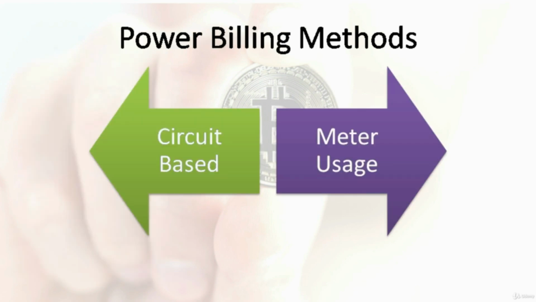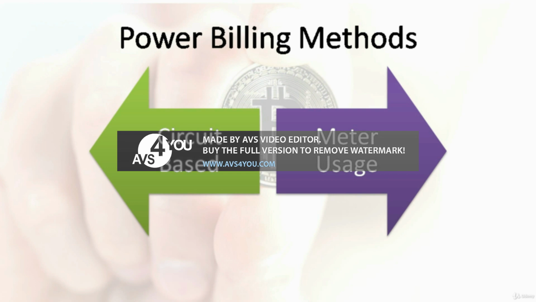Now lastly, I wanted to talk about power billing methods. For billing, there are many different ways that your facility can be charged. The way you're paying for electricity has a profound effect on your operating cost. The cost of electricity, in my opinion, greatly outweighs the other factors, including the cost of space itself.